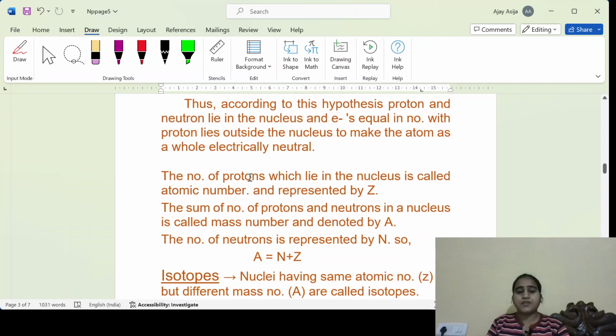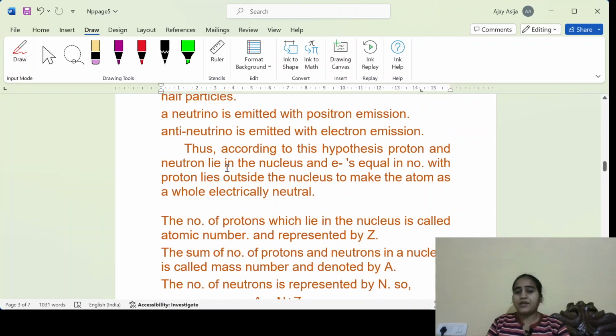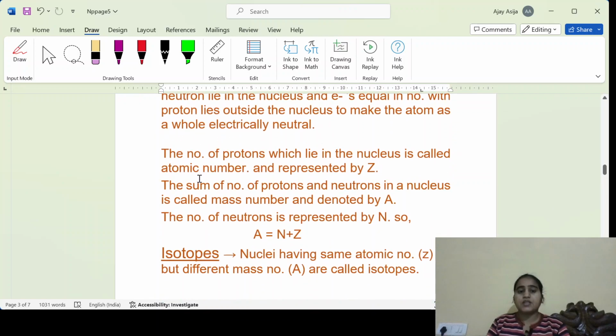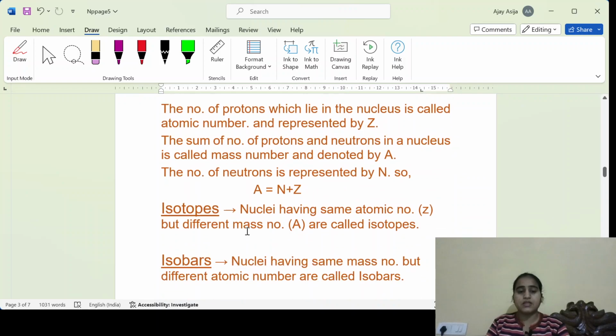So, according to this hypothesis, the proton and neutron lie in the nucleus, and electrons, equal in number to the protons, lie outside the nucleus. The number of protons in the nucleus is called the atomic number, which is represented by Z. The sum of the number of protons and neutrons in a nucleus is called the mass number and is denoted by A. The number of neutrons is represented by N. So A is equal to N plus Z, the number of neutrons plus the number of protons.